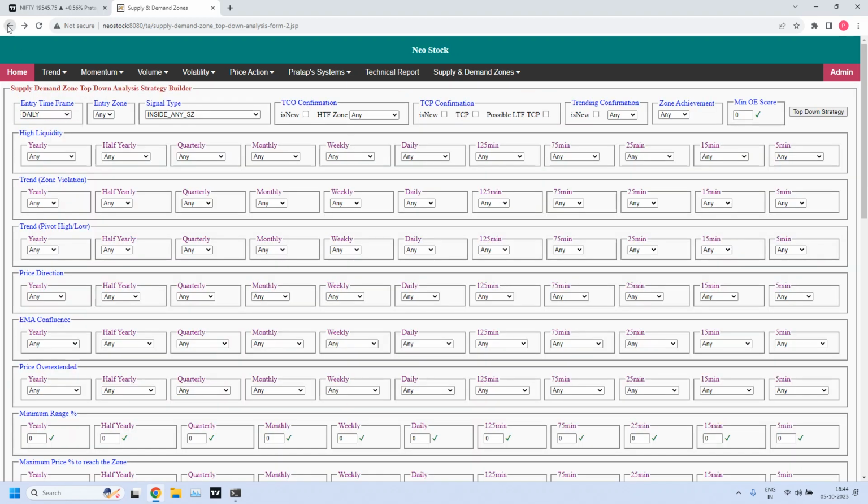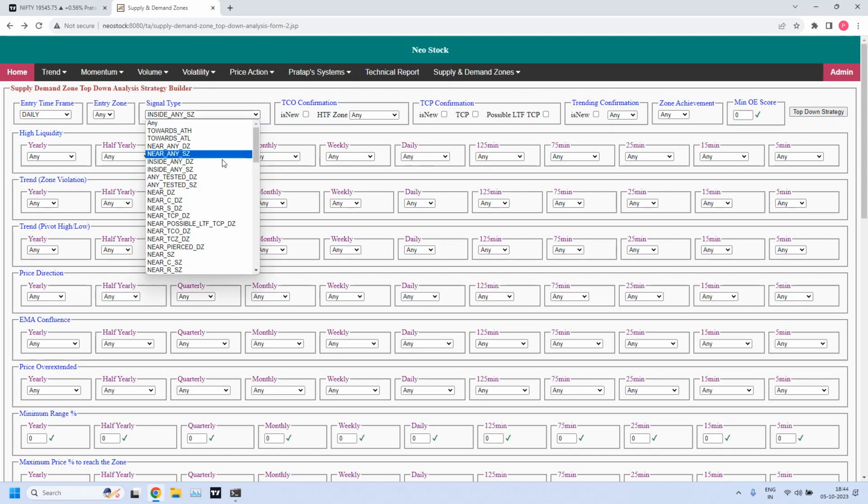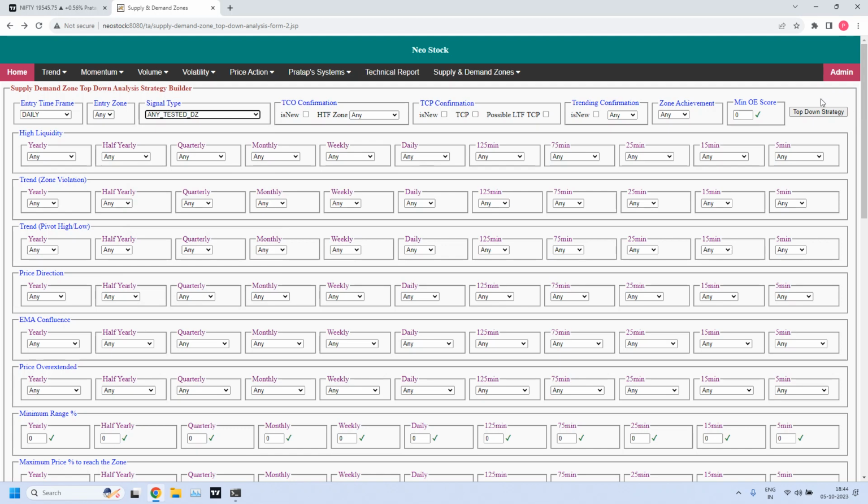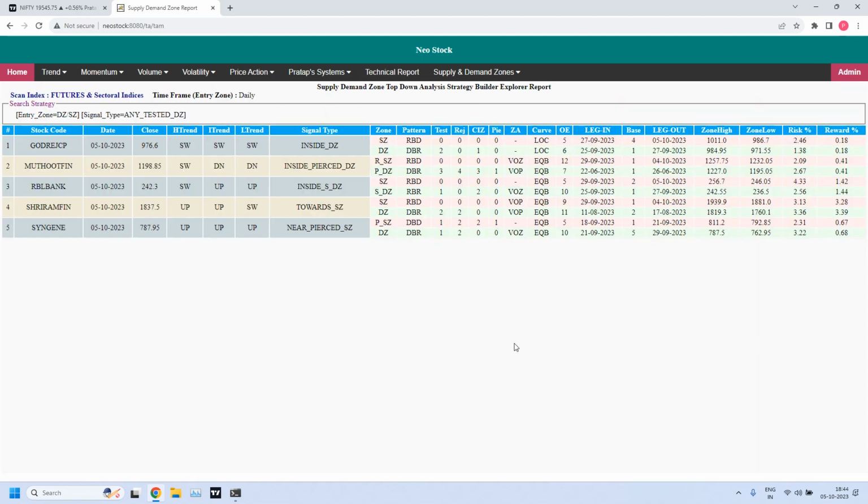Let's go back and find the tested zones. Entry time frame daily. Let us find daily tested demand zones. So today 4 demand zones are tested.